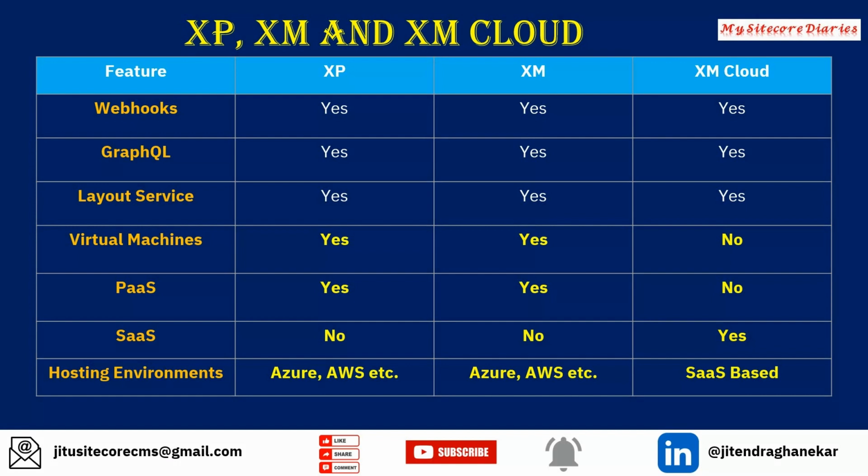Talking about virtual machines now. You understand XM Cloud is a SaaS-based solution, whereas XP and XM can have a virtual machine. Similarly, PaaS is available for XP and XM. XM Cloud is a SaaS, so it's not available in XM Cloud. There is no virtual machine and no PaaS for XM Cloud. If we talk about the hosting environment, again the same logic. XM Cloud is SaaS-based, so you cannot decide whether to install or host it on Azure or AWS. XM Cloud is already a service-based solution you can use.